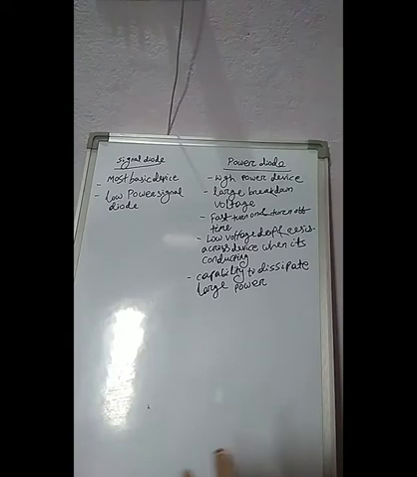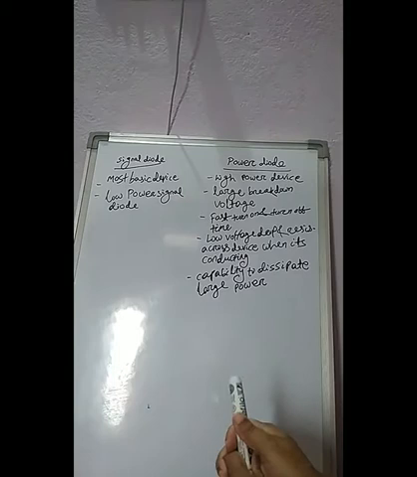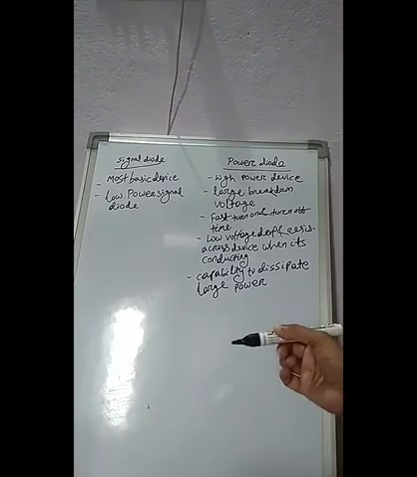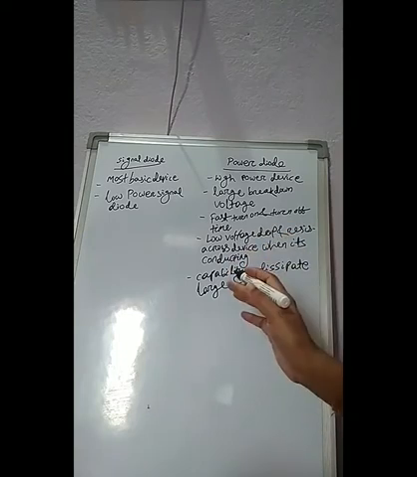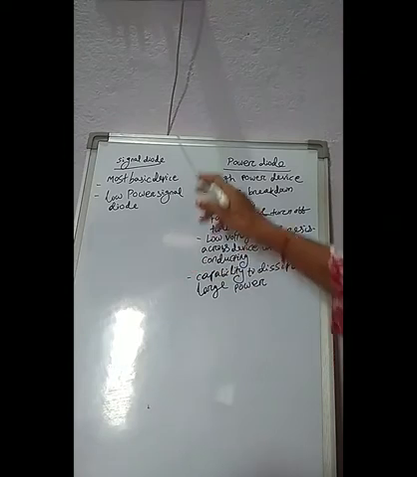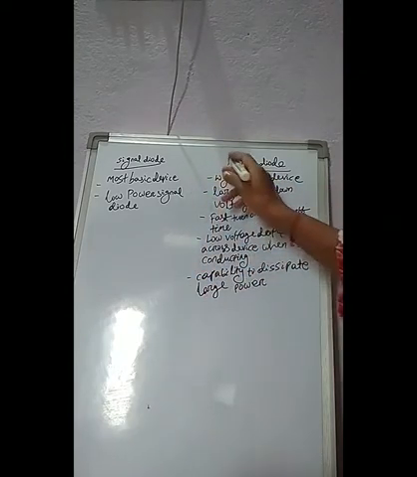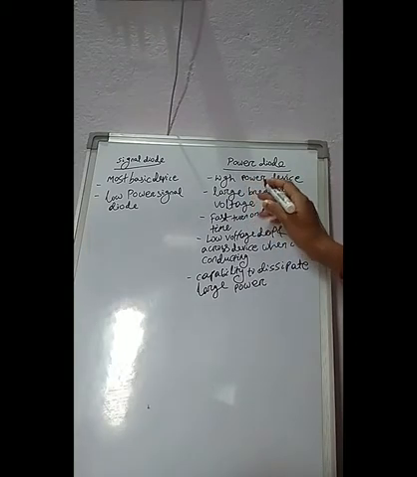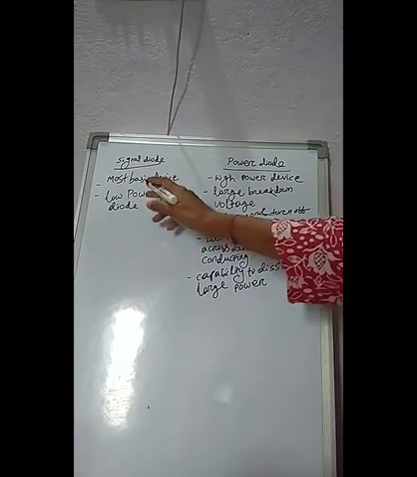Hello students, let's continue with the construction of the power diode. After knowing the details of the constructional or the structural view of the power diode and signal diode, we conclude all these types of differences. What are the differences? How is the power diode better, and what better features does it have as compared to the signal diode?